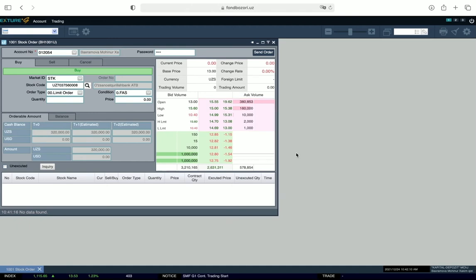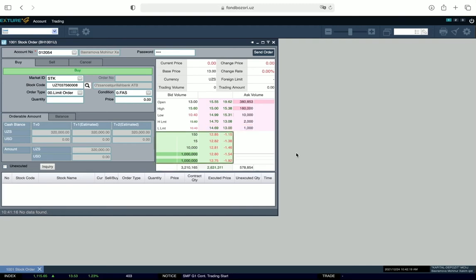You can buy stocks in 2 ways. You can buy stocks at a fixed price, that is buy from sellers, or you can set your own price and end up in a glass of buyers. This column means for how much the seller sells his one stock. This one is the percentage change of the current price from the base price, and this column is how many stocks the seller wants to sell. For example, this seller wants to sell 1000 stocks for 14.69 sums each.